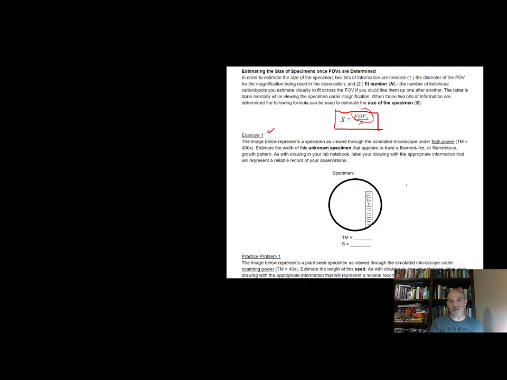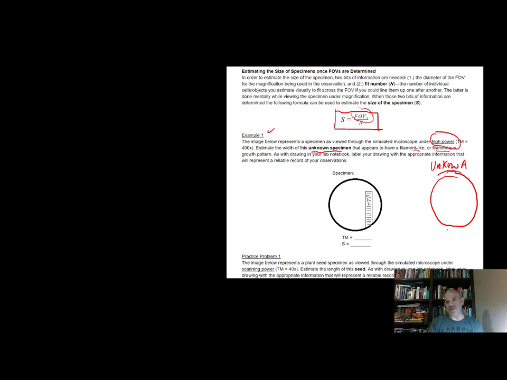Okay, you remember you always start, if you're working in the lab, you would draw in your lab notebook or your lab journal. You would label what it is. In this case, they're telling us this is an unknown specimen, so we didn't even know what it is. It has a description. It's a filament growth pattern, and so we might label it as unknown A or number 1 because we haven't identified it yet. And it tells us that we're looking at it under high power. So this is example 1.